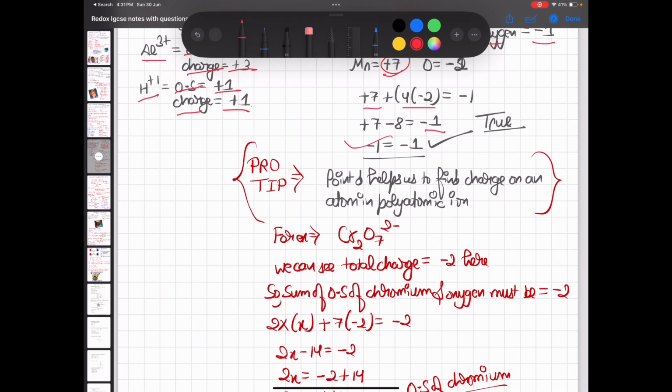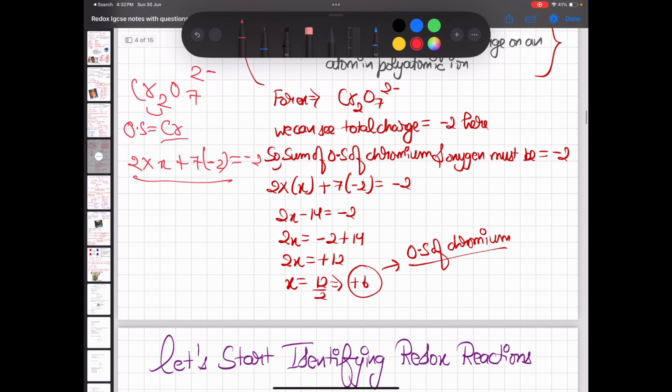Let's try another example. You have Cr2O7 2- here, and we are trying to find out the oxidation state of chromium. How many chromium do we have? We have 2. Single chromium I will take as X, so I'll say 2 times X. How many oxygen do we have here? 7 oxygen. What is the charge on single oxygen? -2. And what is the total charge? You can just equate it and you will get the answer here. See, it's in front of you.